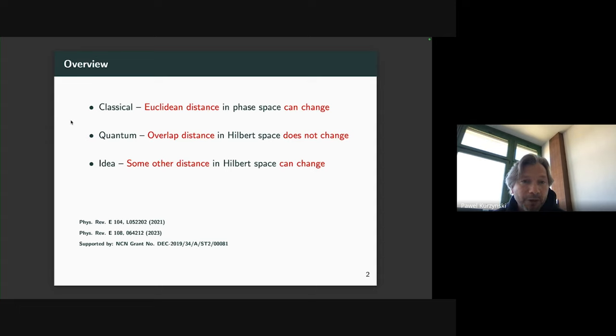Now the idea here is to try to detect quantum chaos in a similar way to how we detect classical chaos. In other words, to come up with a different distance, not the standard overlap distance, between quantum states that will change during the evolution, will increase, and maybe even increase exponentially fast. These ideas are gathered in these two papers. If you're interested in details, please check them. These are two papers in Physical Review E.